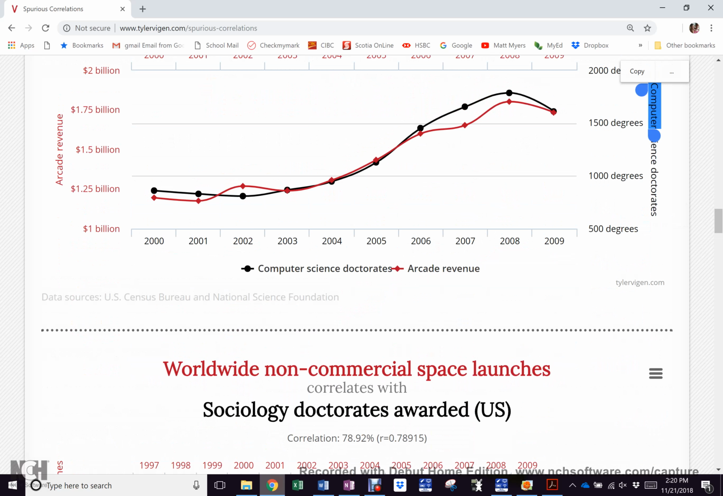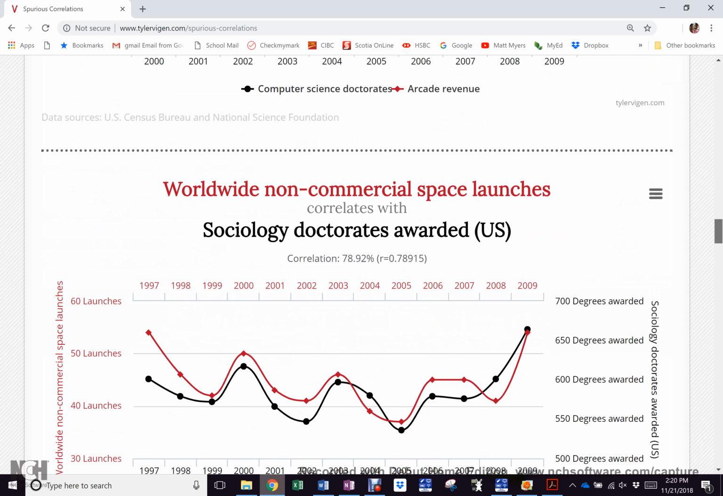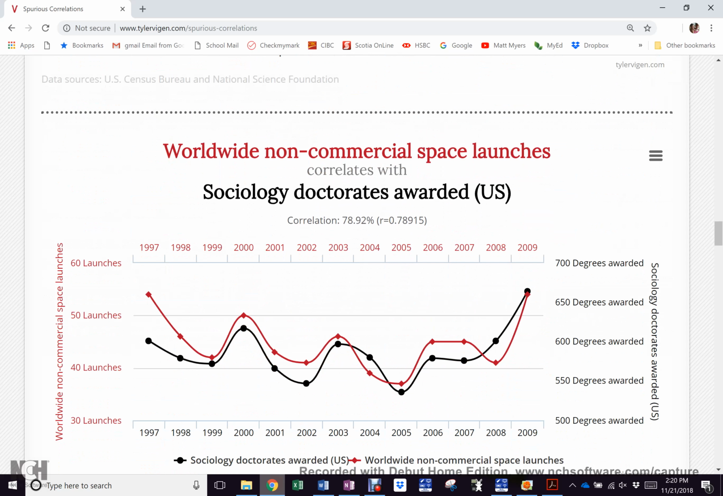Now, this one. Worldwide non-commercial space launches. So we're sending satellites and stuff into space for exploration. Compares with sociology doctorates. Almost exactly the same line. Less sociology doctorates, less space exploration. We better get rid of sociology at universities.